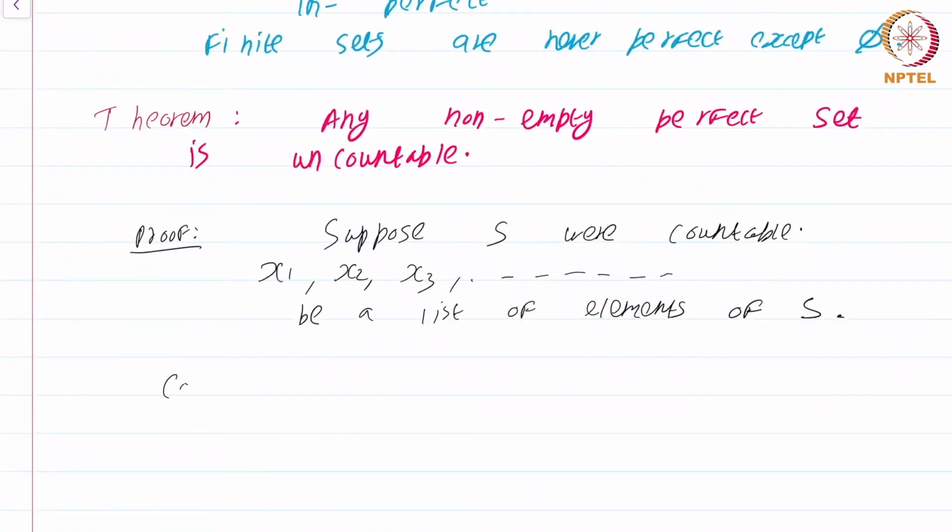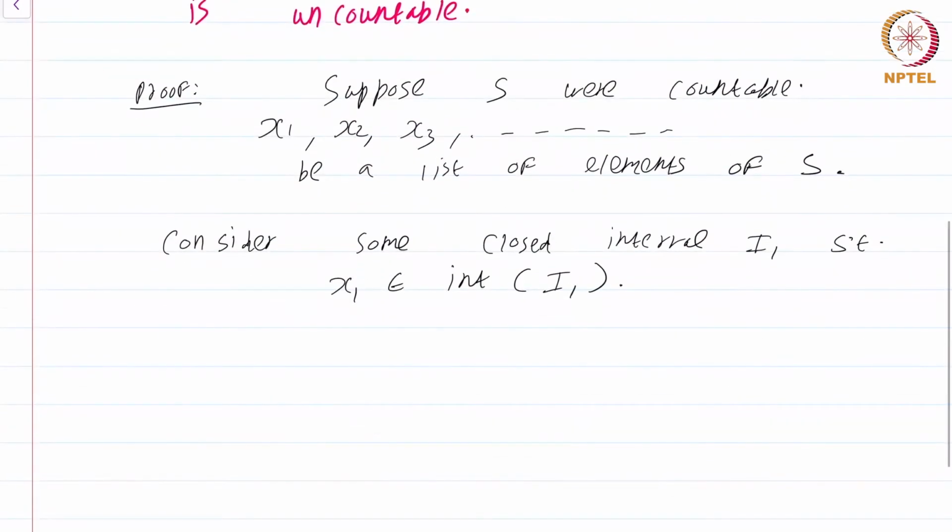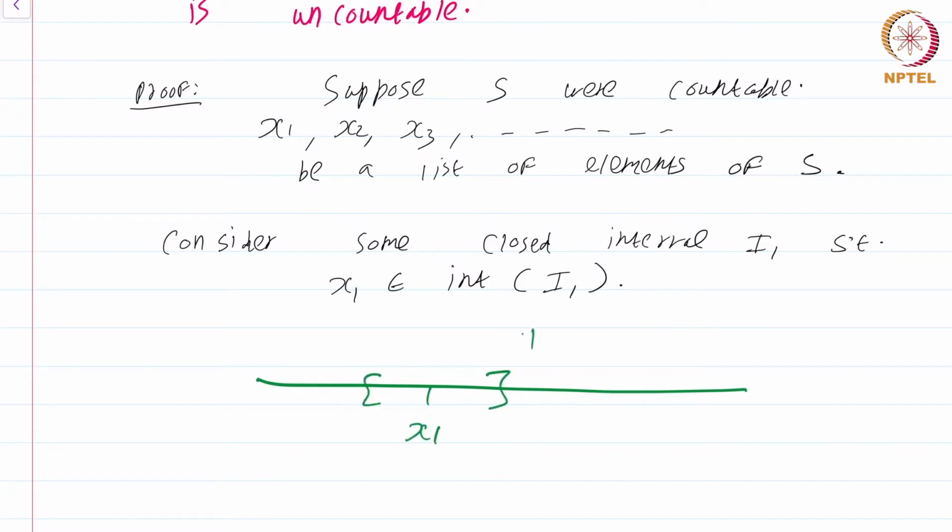Consider some closed interval I1 such that x1 is an element of the interior of I1. It's not one of the endpoints of the closed interval I1. Somewhere inside you choose x1. So again, a picture is worth 1,000 proofs. So you have x1 and you have this interval I1.